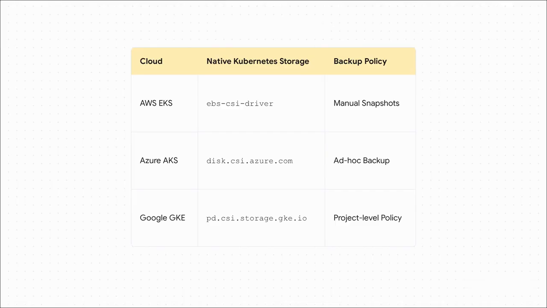Look at it. On AWS EKS, you're using the EBS CSI driver. Hop over to Azure's AKS, and nope, it's a completely different disk CSI. And Google GKE, you guessed it, another one entirely. But you know the really scary part, the thing that's a huge operational risk, is the backup policies. They're all over the place, manual, ad hoc, project level. I mean, this means there's no single consistent way to know your data is safe or that you can actually recover it predictably. That's a big problem.